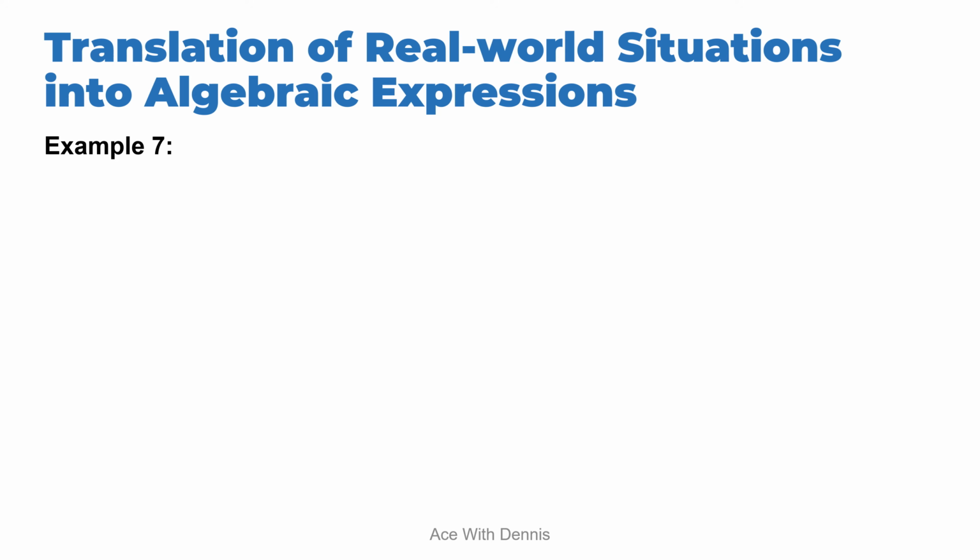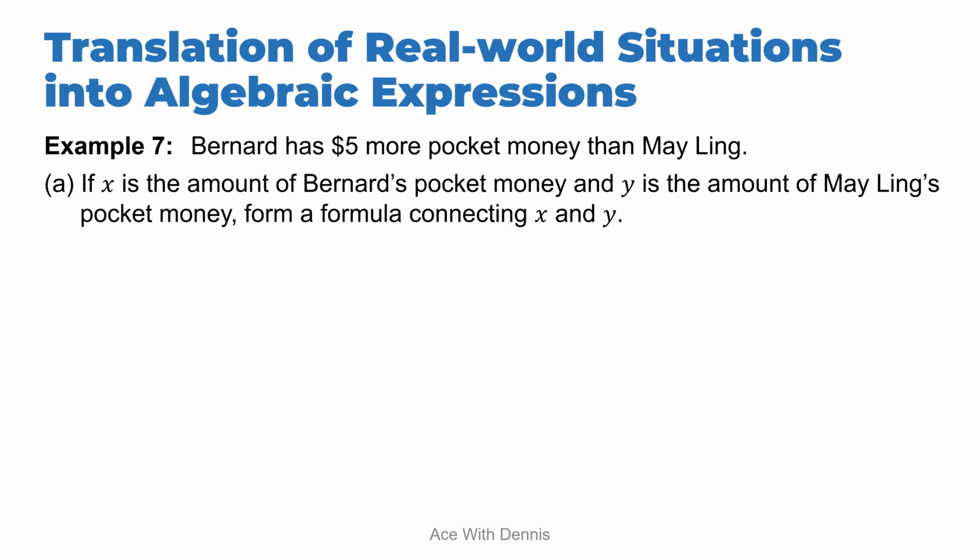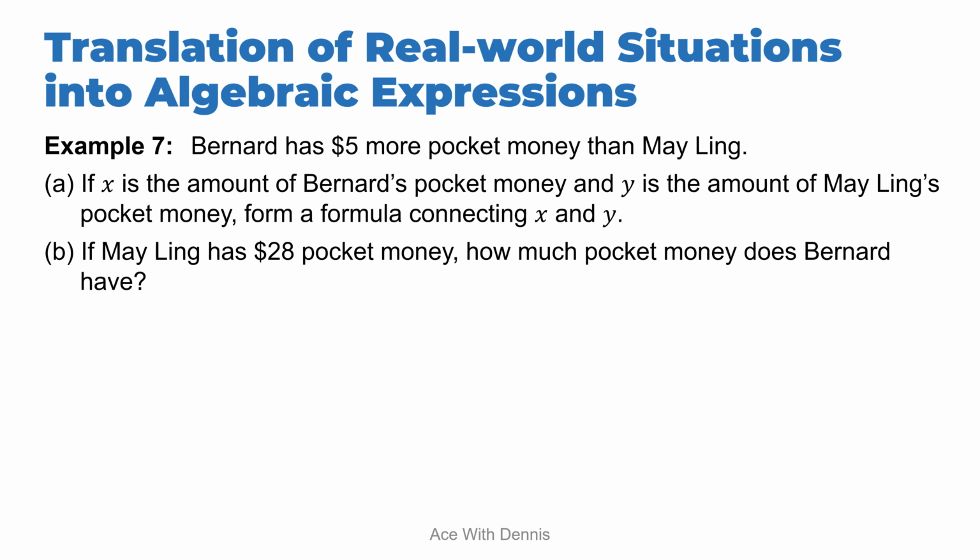Let's look at example 7. Bernard has $5 more pocket money than Mei-Ling. A. If x is the amount of Bernard's pocket money and y is the amount of Mei-Ling's pocket money, form a formula connecting x and y. B. If Mei-Ling has $28 pocket money, how much pocket money does Bernard have?